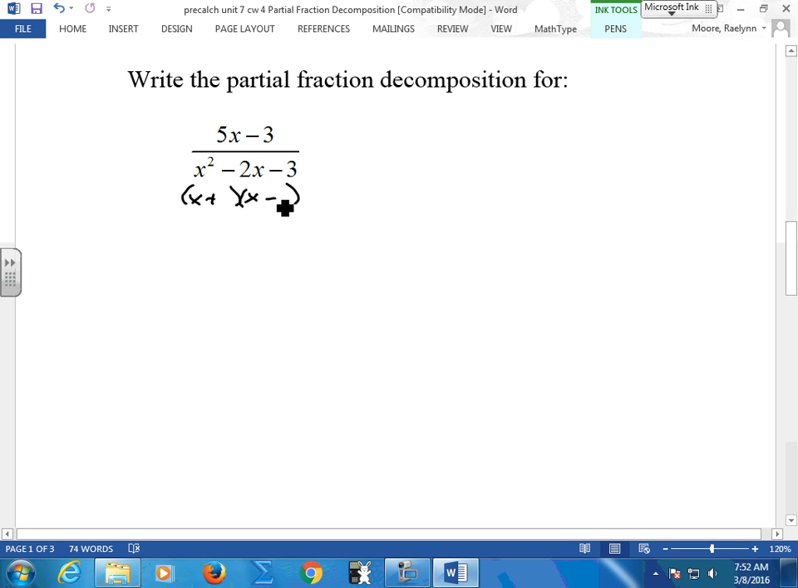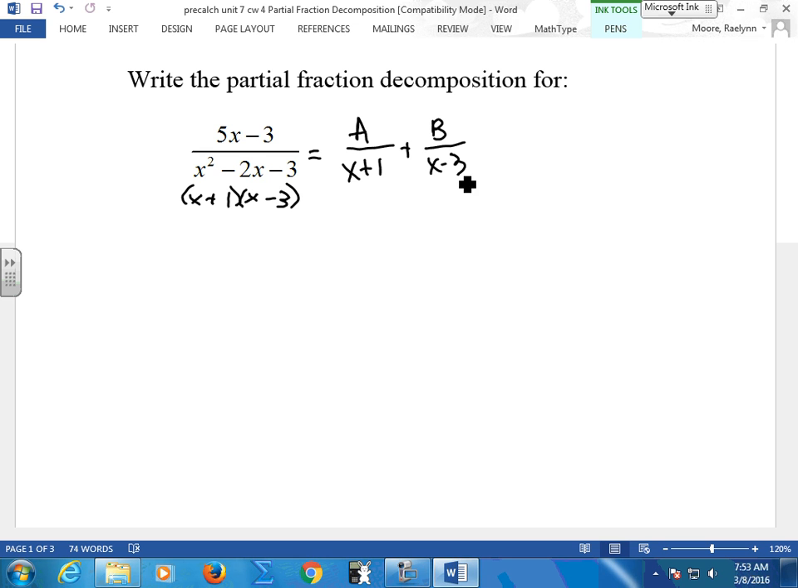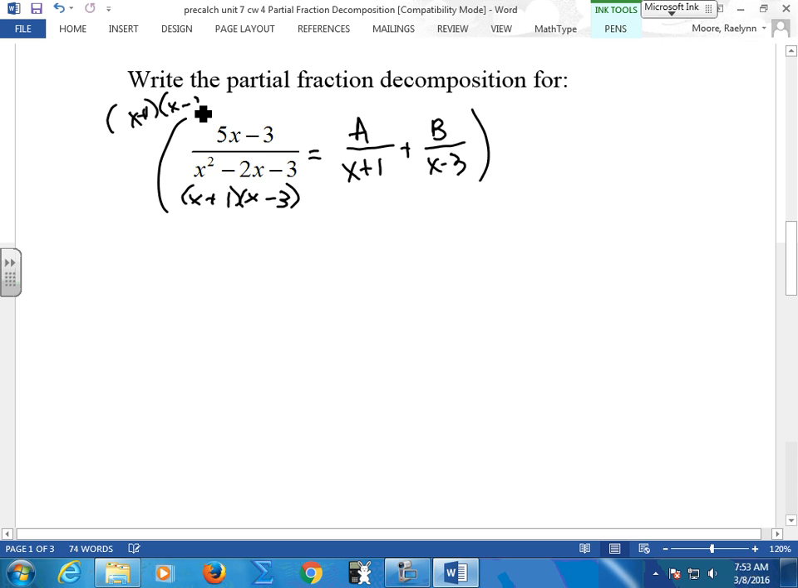X minus 3, x plus 1. Okay, x minus 3, x plus 1. Good. So we've got our two factors. We're going to set this equal to a over, doesn't matter which one, plus b over the other one. Okay. Now we're going to multiply everybody by the common denominator, which is your two factors. Everybody gets multiplied by x plus 1, x minus 3.